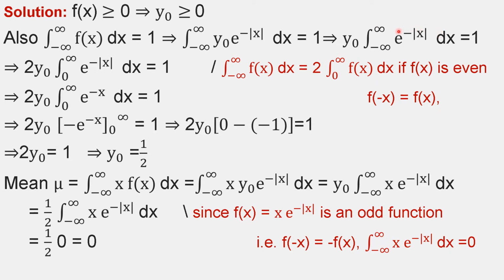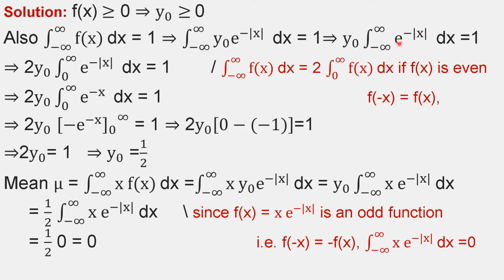Here the integrand f of x is e power minus mod x. f of x is even. To test whether f of x is even, replace x by minus x. f of minus x will be e power minus mod of minus x, and mod of minus x is the same as mod x. So e power minus mod of minus x will be e power minus mod x, same as f of x. So this condition f of minus x is equal to f of x is satisfied in the case of this f of x, the integrand of the integral.